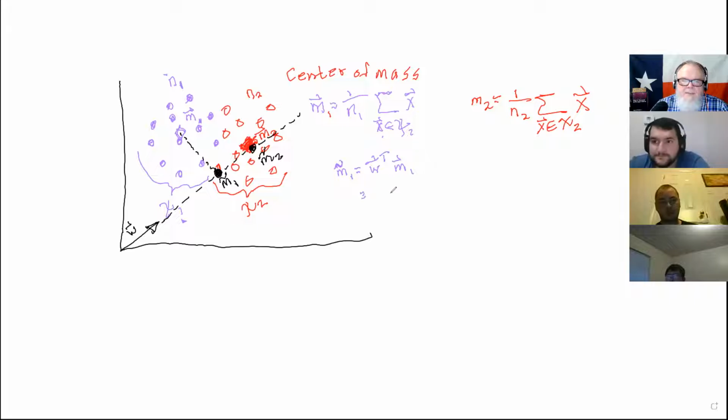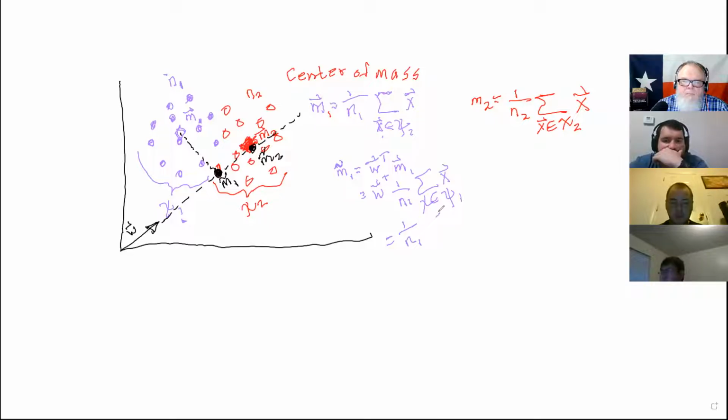And, you know, this is kind of interesting because this is the same as this, 1 over N1. And so this is nothing more than this. And I have no idea why I'm writing on a 45-degree line, but that's the way it turned out. Okay, here's what's interesting about that.